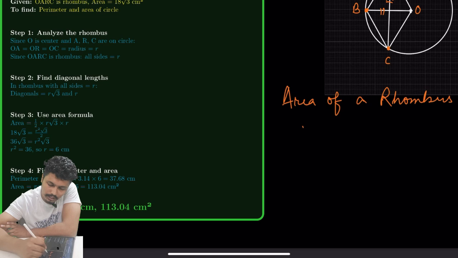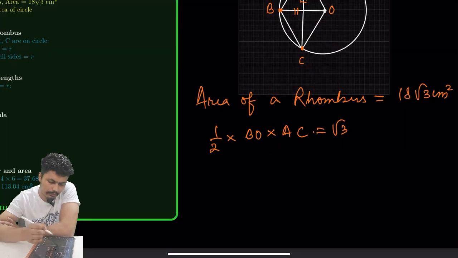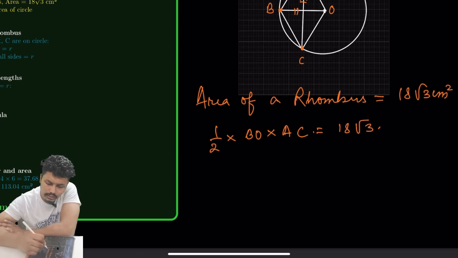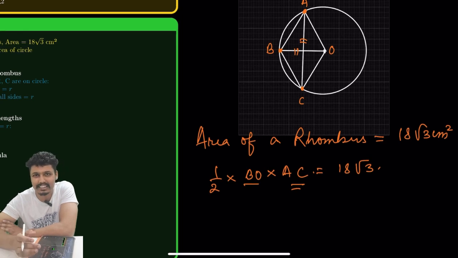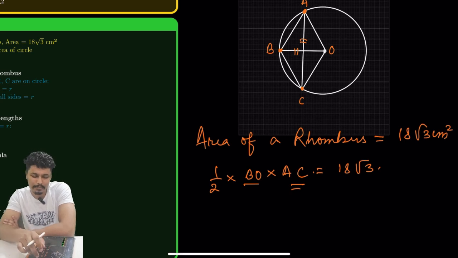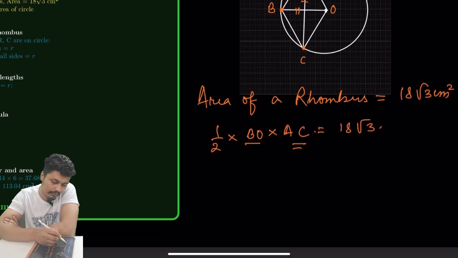So the area of the rhombus will be half into BO into AC, which is 18 root 3. So what are BO and AC? I don't know whether I have sufficient time to do this or not. Okay, let me just leave it. Let me just give you a hint.